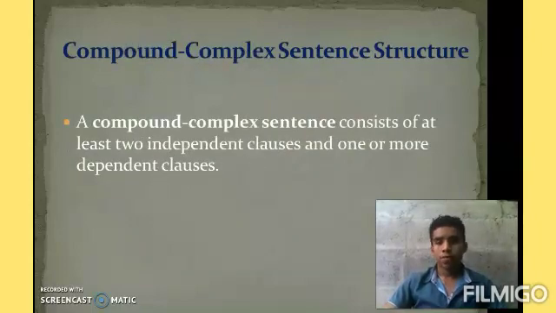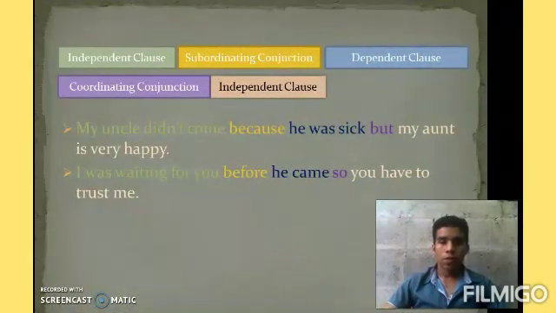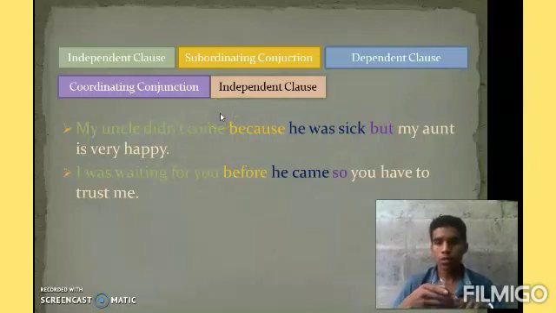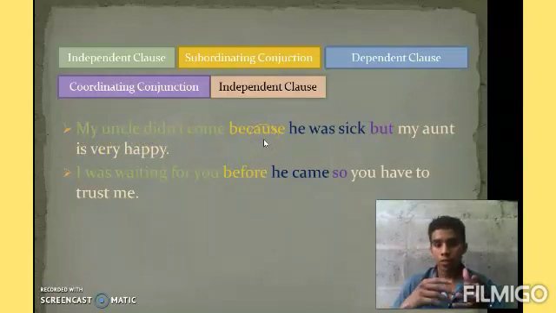Okay, let's go to the other type of sentence, which is the compound complex sentence. This sentence consists of at least two independent clauses and one or more dependent clauses. This kind of sentence is longer, and the structure is independent clause plus subordinating conjunction plus dependent clause plus coordinating conjunction plus independent clause. For example, in the first example, we can see: my uncle didn't come because he was sick, but my aunt is very happy.